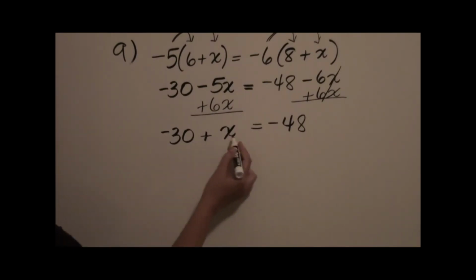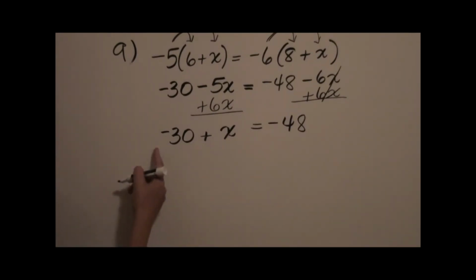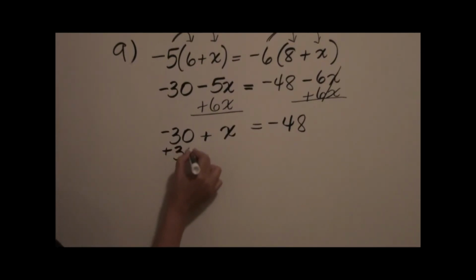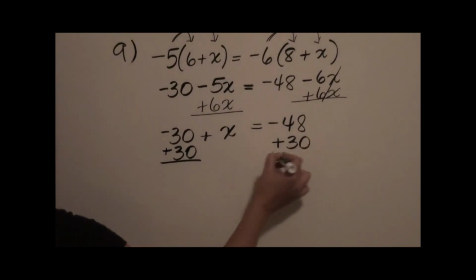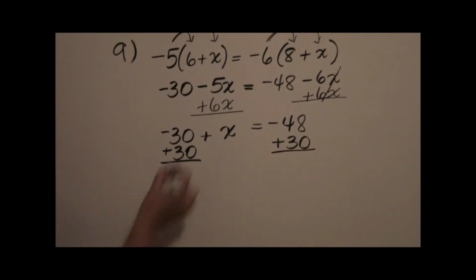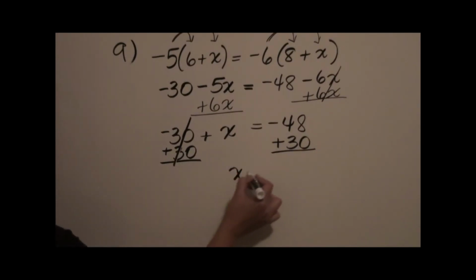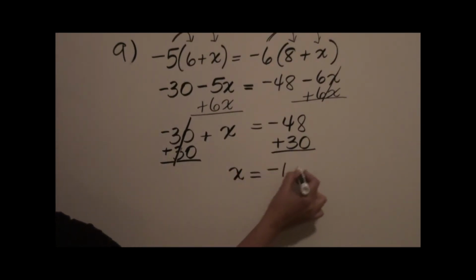Alright, we've got a positive 1x, but on the same side we've got a negative 30. We add 30. Remember, we're concentrating on the sign that's in front of it. It's negative 30, so we're going to add 30 to make that equal 0. We add 30 on the left. We also add 30 on the right. Those cancel out to give me 0, and I'm left with 1x equals negative 18.